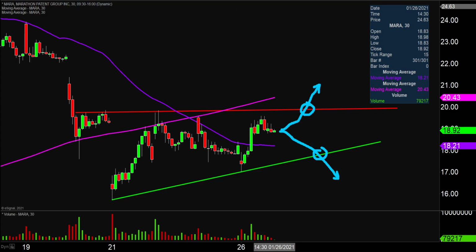But all in all, to just summarize things: MARA, 30-minute time frame, ascending triangle pattern. Let's see how this one continues to play out.